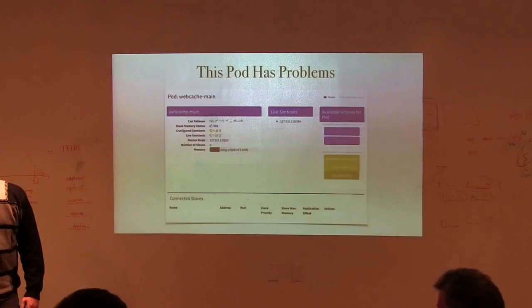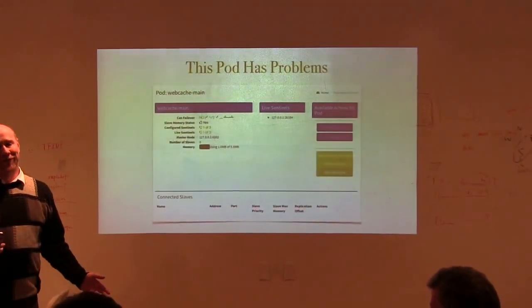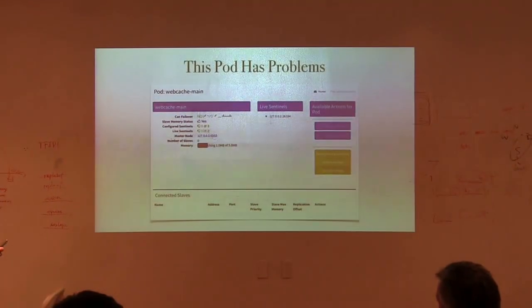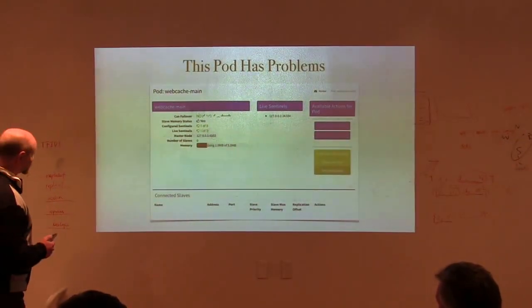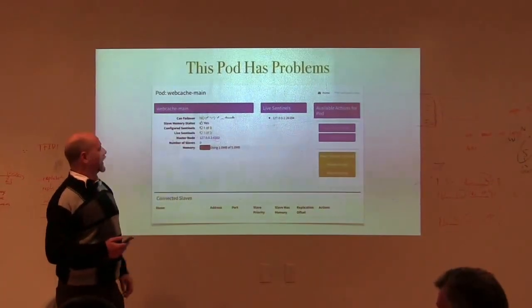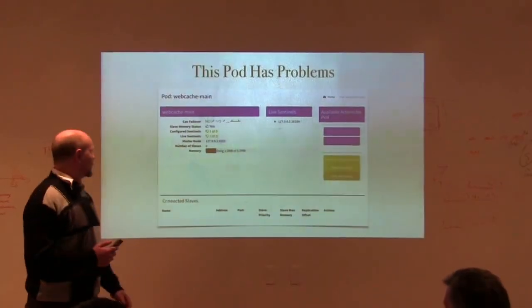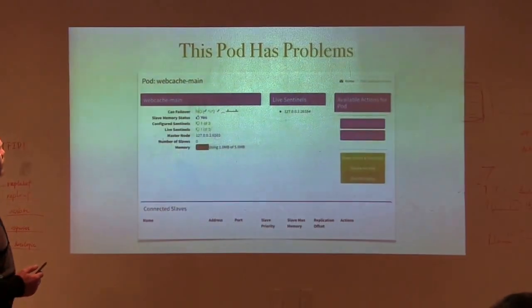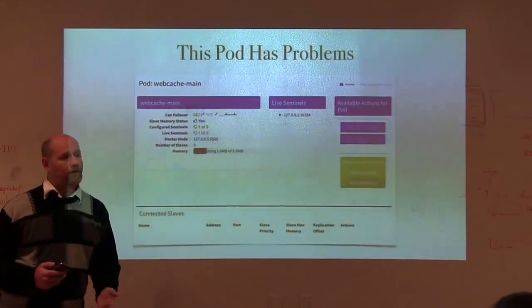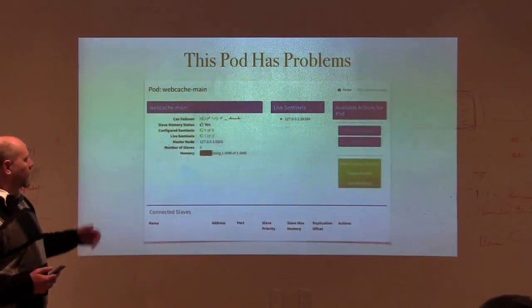A lot of people will put up a screenshot of what things look like when they're running perfectly, and I think that's kind of boring. It doesn't really help out. So this one has problems. He cannot fail over. That is supposed to be red, and he is flipping the table. Slave memory status, that's where it checks, does the slave have enough memory to handle the master? It will tell you that right there.